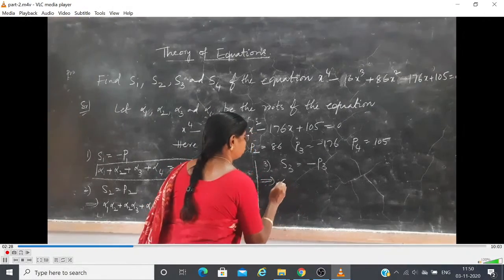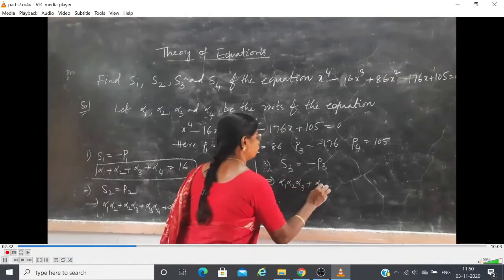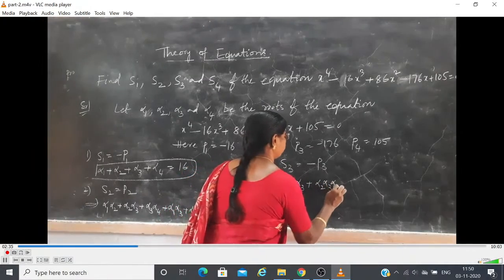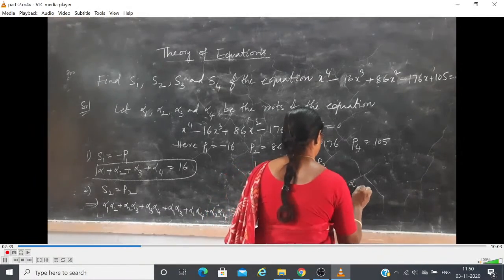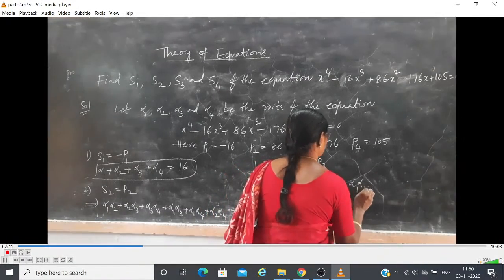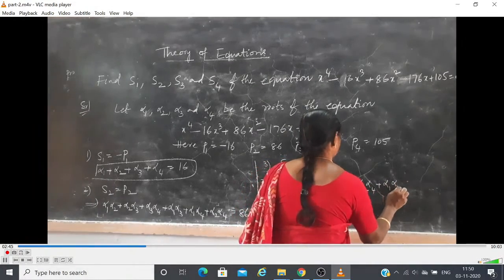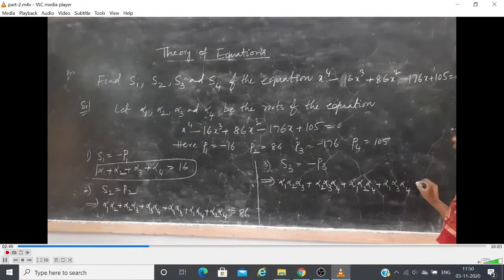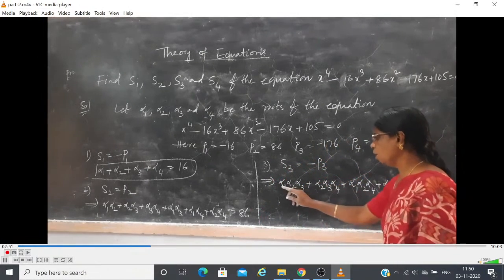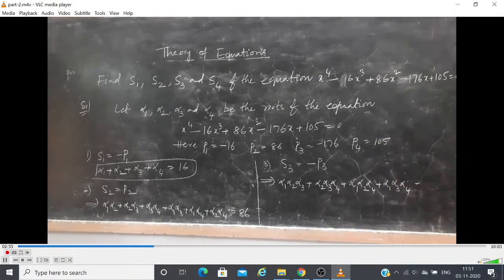I will write that also. Alpha 1 alpha 2 alpha 3 plus alpha 2 alpha 3 alpha 4 plus alpha 1 alpha 2 alpha 4 plus alpha 1 alpha 3 alpha 4. There are 4 combinations in total. These are combinations. Alpha 1 alpha 2 alpha 3, alpha 2 alpha 3 alpha 4, like that.